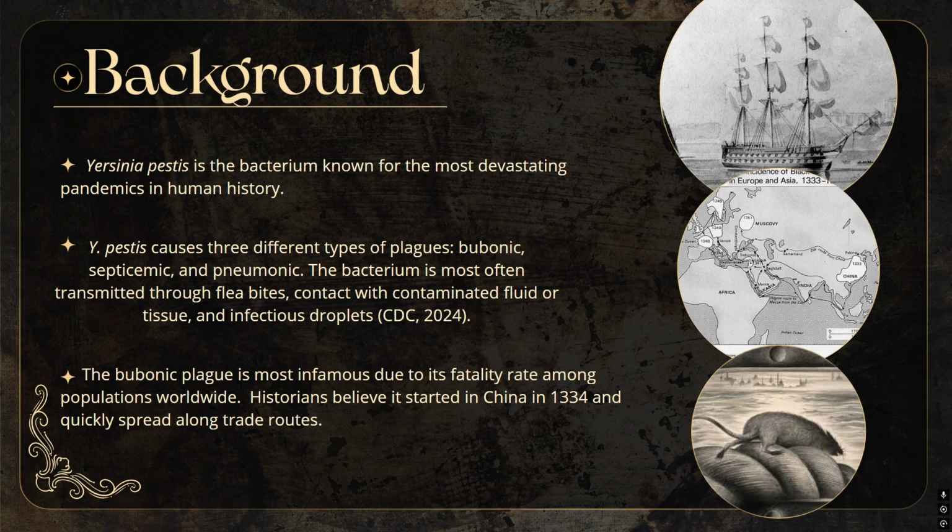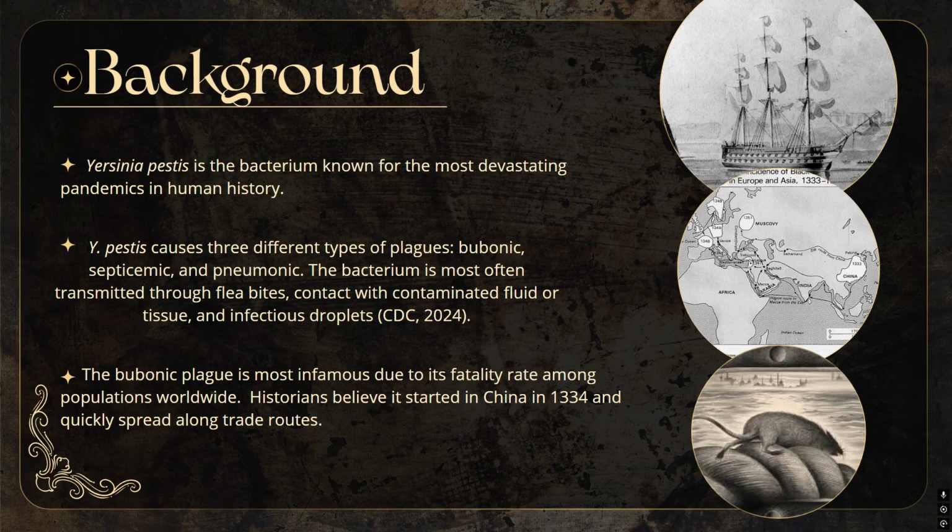The bubonic plague is known as one of the deadliest pandemics in human history. It likely began in China in the 1300s and spread rapidly along major trade routes. It is estimated that about 200 million people died of the plague.